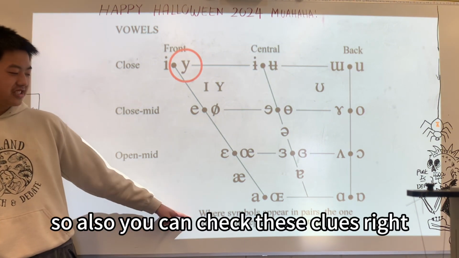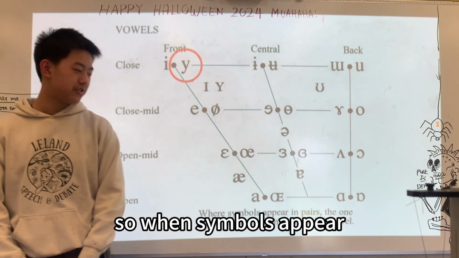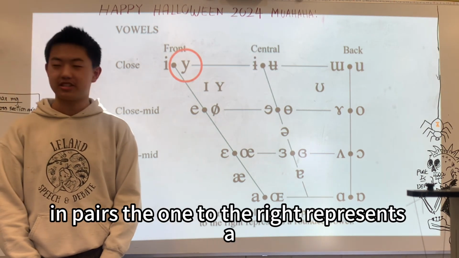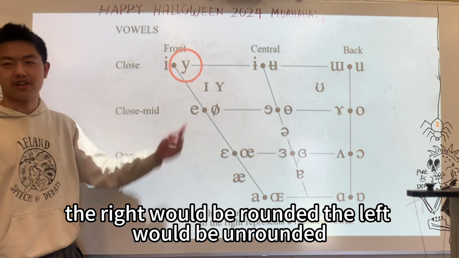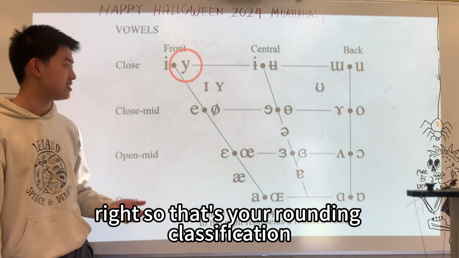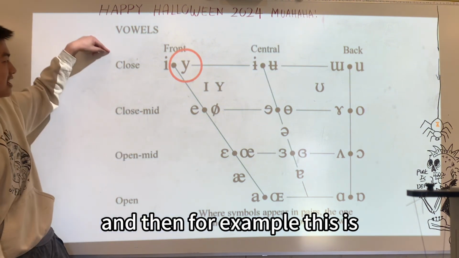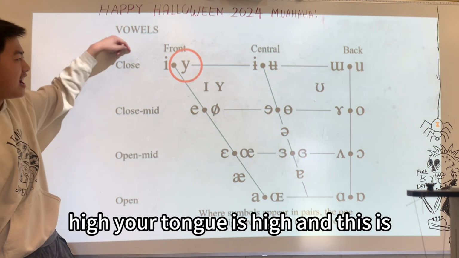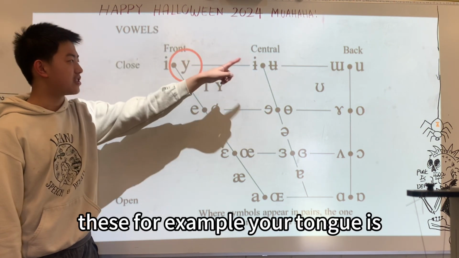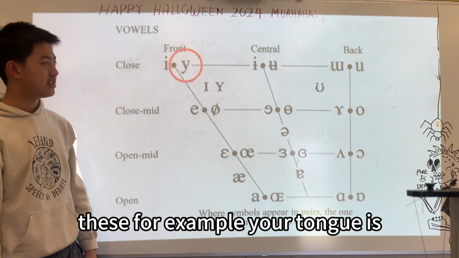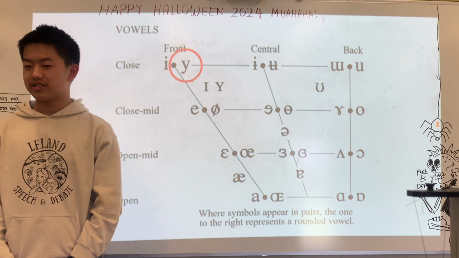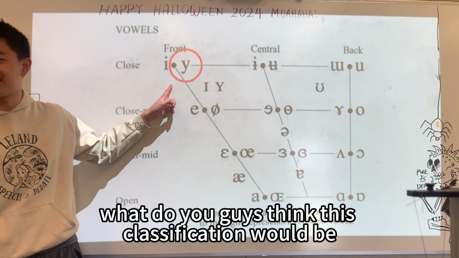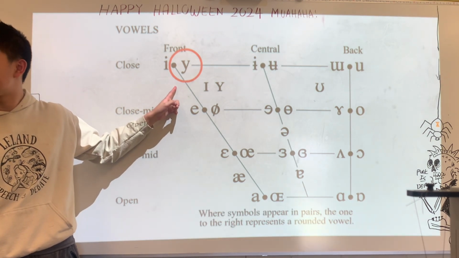So also, you can check these clues, right? When symbols appear in pairs, the one to the right represents a rounded vowel. So the right would be rounded, the left would be unrounded. So that's your rounding classification. And for example, this is high, your tongue is high. And for these, your tongue is the depth inside your mouth. What do you guys think this classification would be? Does anyone have an idea?